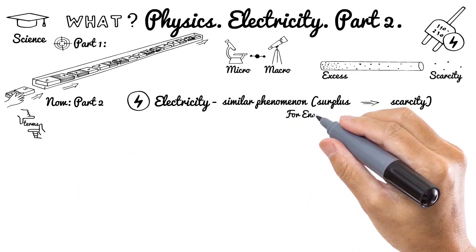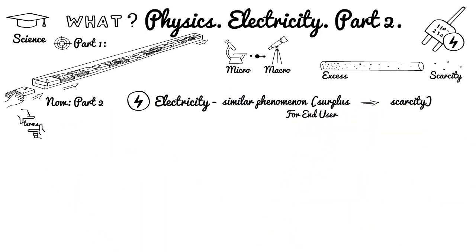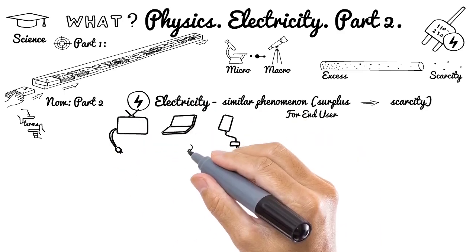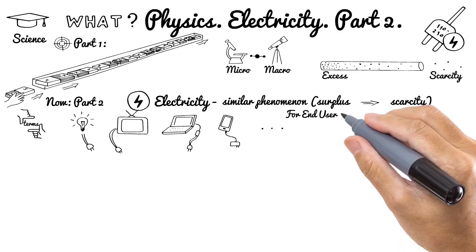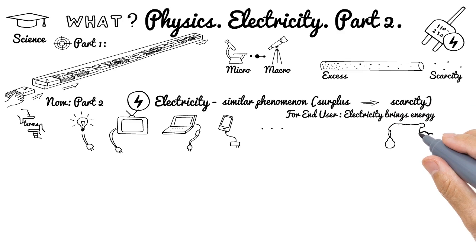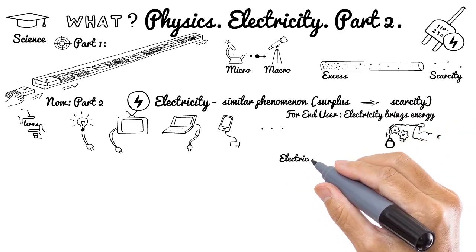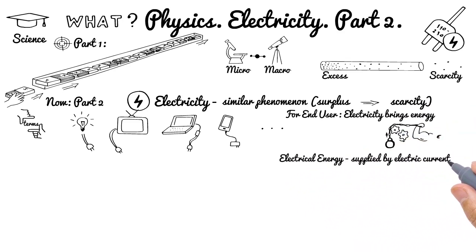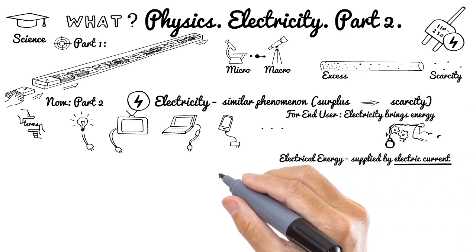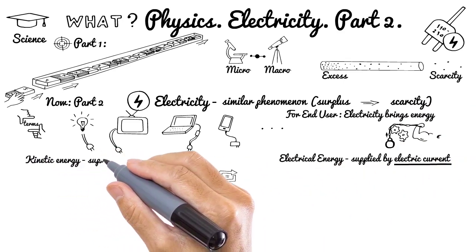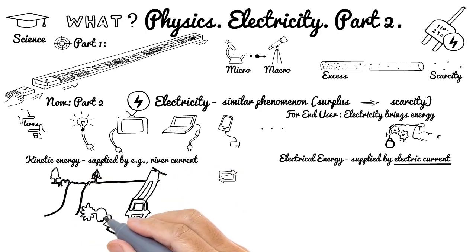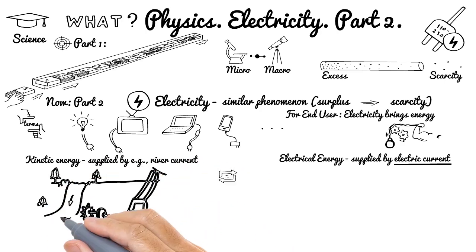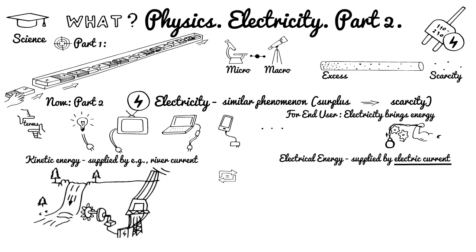From an end-user perspective, electricity is surrounding us. Using a lamp, TV, computer, mobile phone and lots of other devices means that you use the electricity natural phenomenon. Electricity brings energy so devices can work. Electrical energy is supplied by electric current. Likewise, a certain energy named kinetic is supplied by river current. A river is strong enough to bring lots of things down with its stream. Even the word current is the same for both processes.